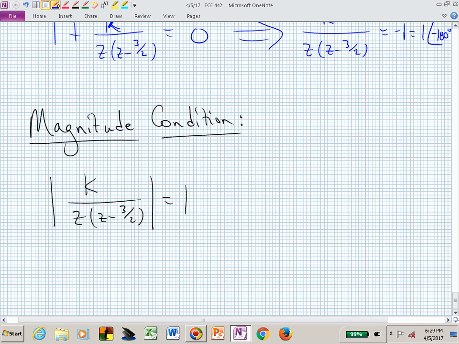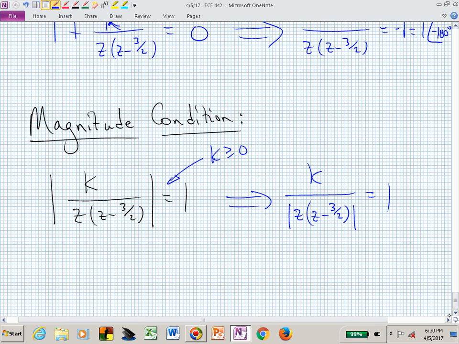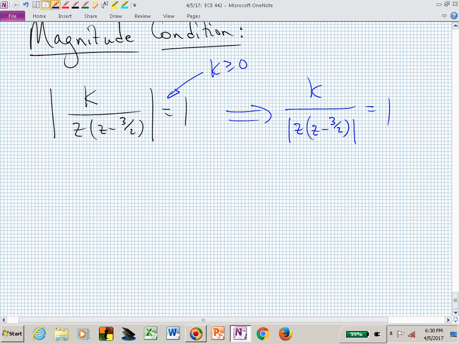And we're going to go ahead and just keep K being non-negative, so that allows me to forget the absolute value sign upstairs. I'm just assuming K is non-negative. So now let me say the magnitude of that quotient is equal to the quotient of the magnitudes, and K is non-negative, so I can now say this is K over the magnitude of z times z minus 3/2, that equals 1. Are we okay with the algebra that I've performed so far?